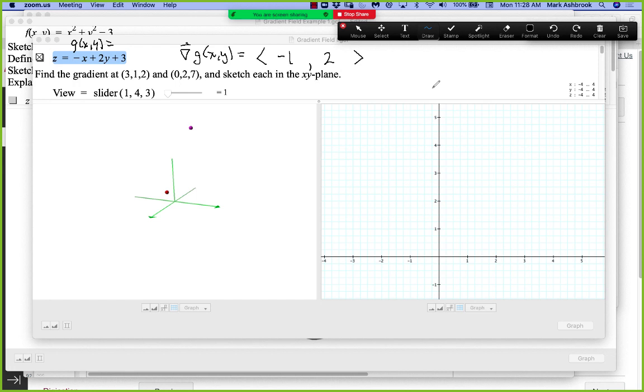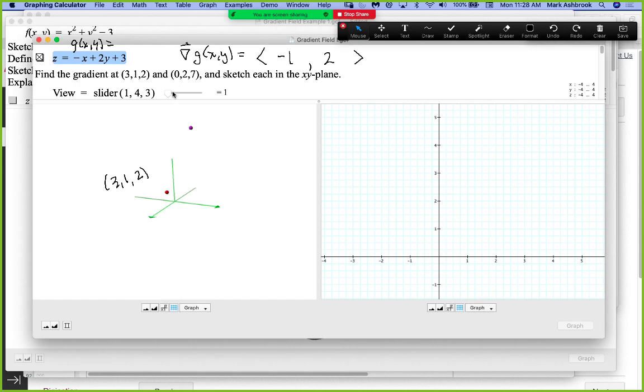So we said that the gradient is a vector field. Is negative 1, 2 a vector field? Yeah. What is the gradient vector at this point, 3, 1, 2? Negative 1, 2. It's negative 1, 2 at all points. Good. Okay, so yeah, at 3, 1, 2, there's that vector, negative 1, 2.